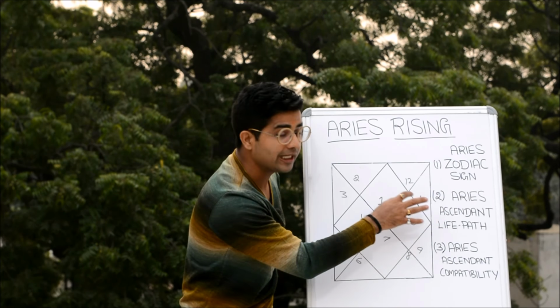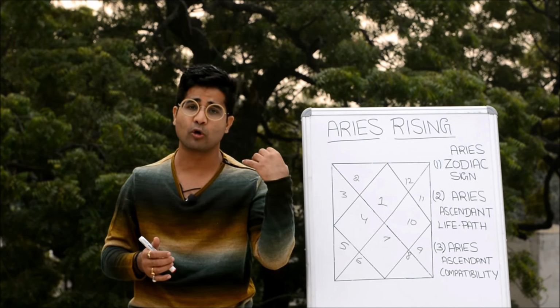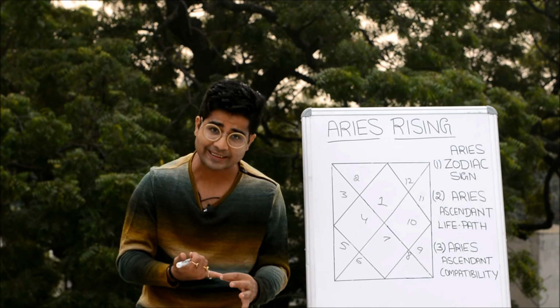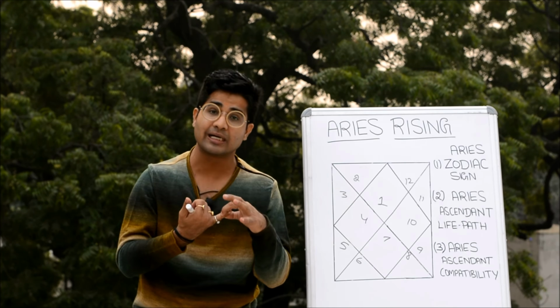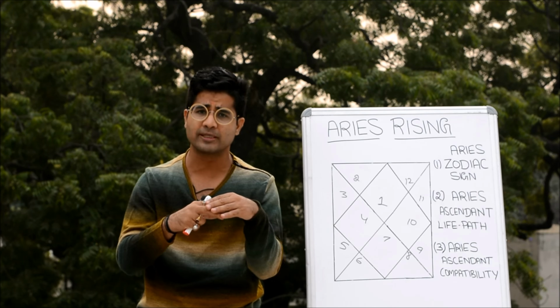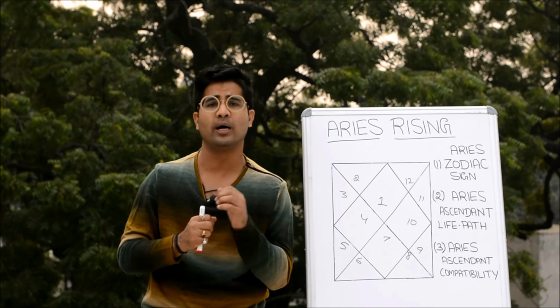When it comes to the basic compatibility quotient, Aries rising people tend to get along well with the Taurus ascendant, with the Sagittarius ascendant, and even with the Capricorn ascendant. They are neutral. The relationship remains neutral with the Leo ascendant.